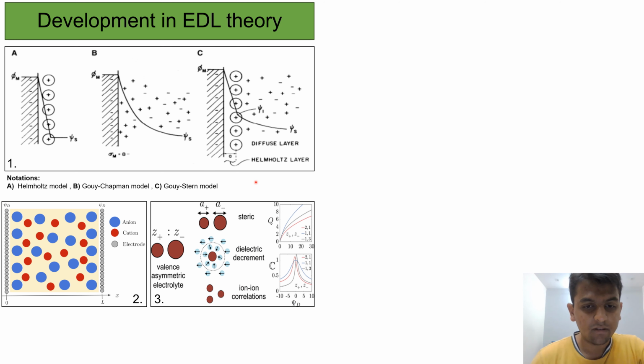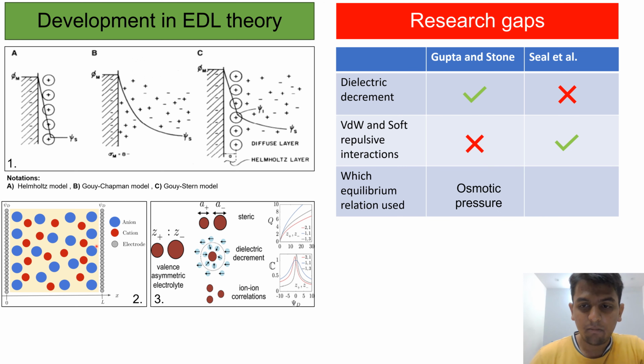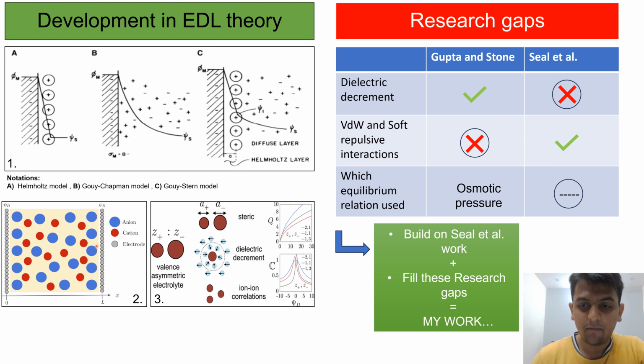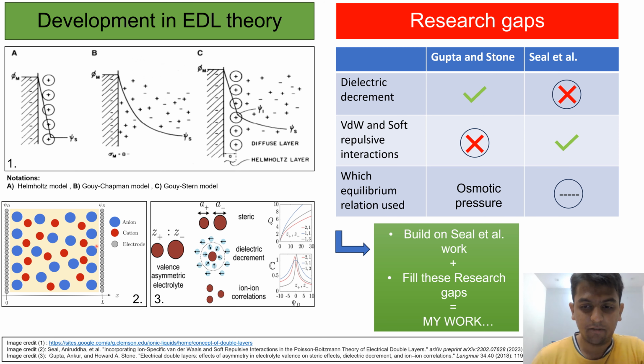In recent years, researchers have added more things, such as Gupta and Stone, who added the valence asymmetry concept, the steric concept, and the dielectric decrement. Goel et al. improved upon their model by addition of the van der Waals interactions, the hard wall and the soft repulsions. So my work is based on what Anirudh Goel et al. have done, and I have to fill these research gaps to come up with a better model for the electric double layer.